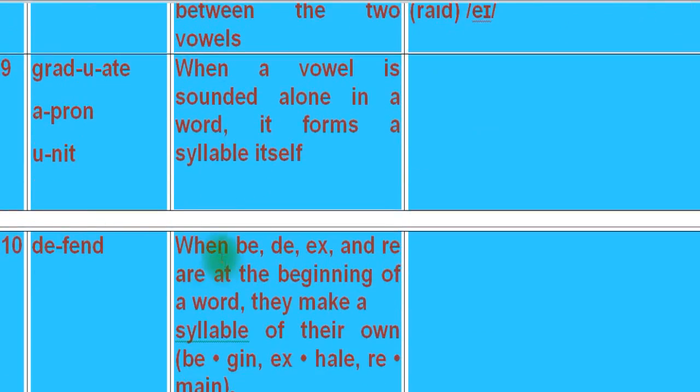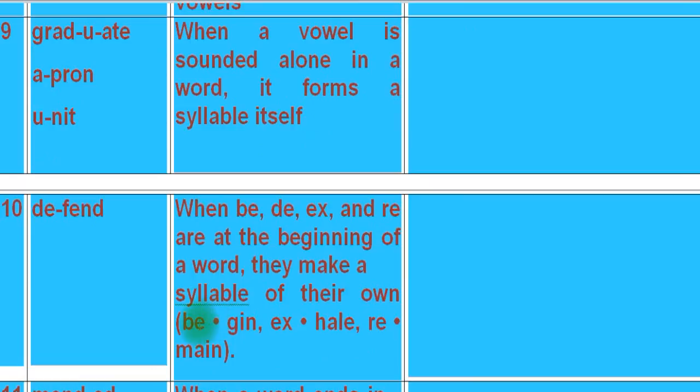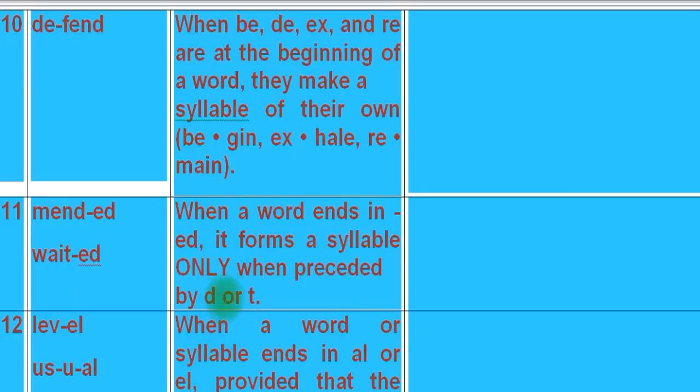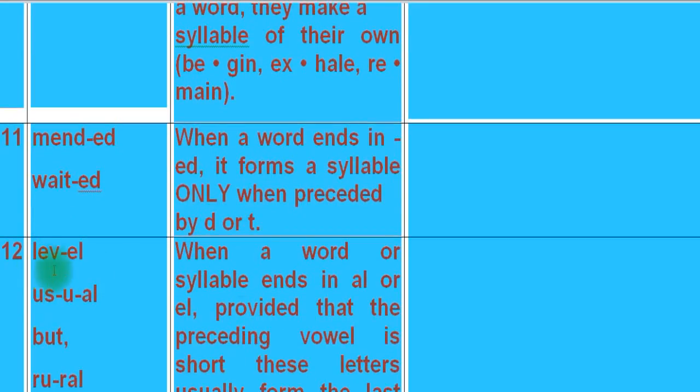10. Defend. When BE, DE, EX, and RE are at the beginning of a word, they make a syllable of their own. So, begin, exhale, remain. 11. Mended and waited. When a word ends in ED, it forms a syllable only when preceded by D or T.